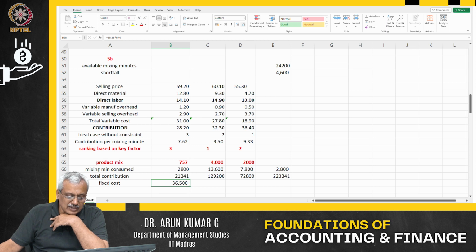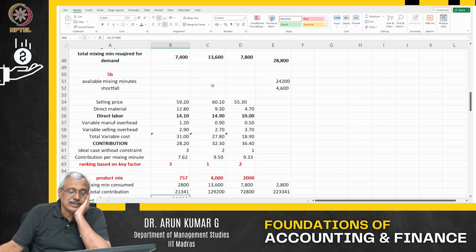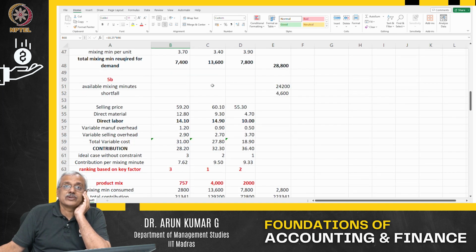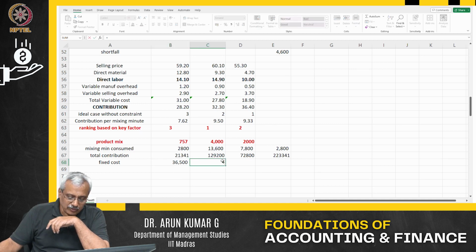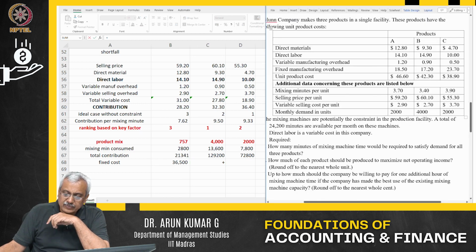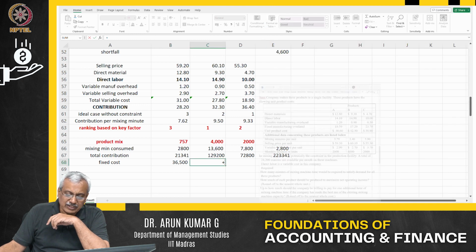And this fixed cost will continue even if you do not manufacture product A, because it will have to be borne by some other product. So, the fixed cost is fixed irrespective of whether you manufacture or not. Whereas for B, let us look at, it is about 17.2.